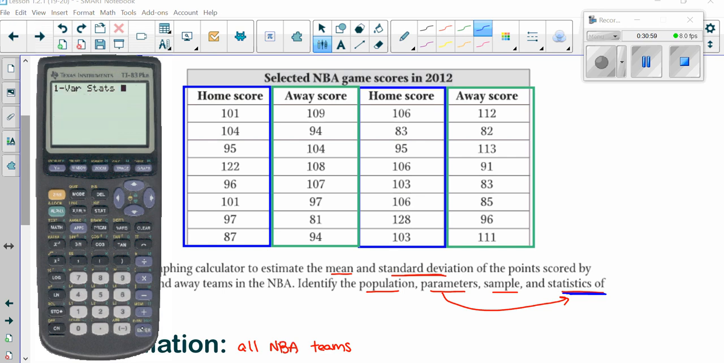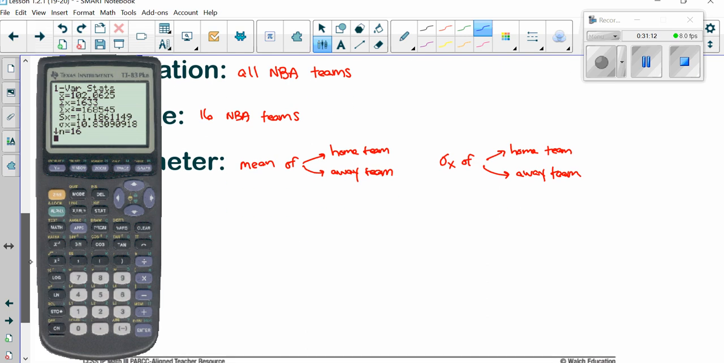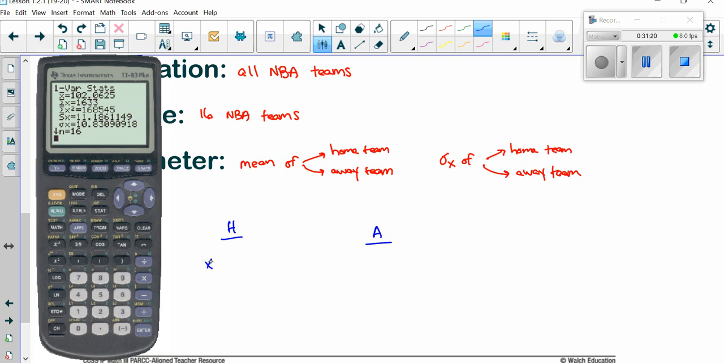If you hit enter again, it's automatically going to pick list one. If you have a newer calculator, it's going to give you a bunch of questions there. Leave it as list one. Notice that this first thing right here is your X bar. That's the average. So we're going to say home team and away team. The home team has an average score of about 102.06 points. We're going to round it to two decimal places.